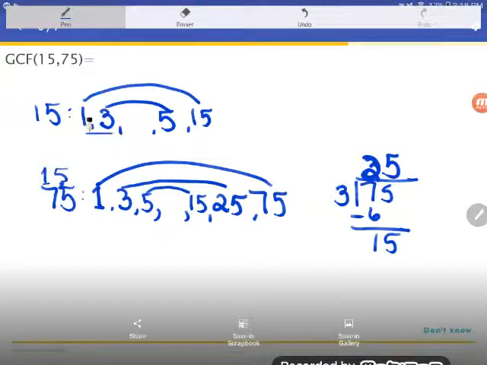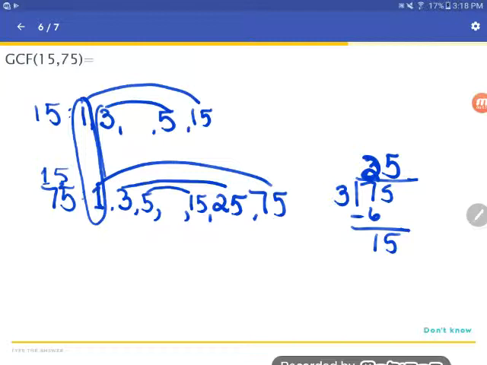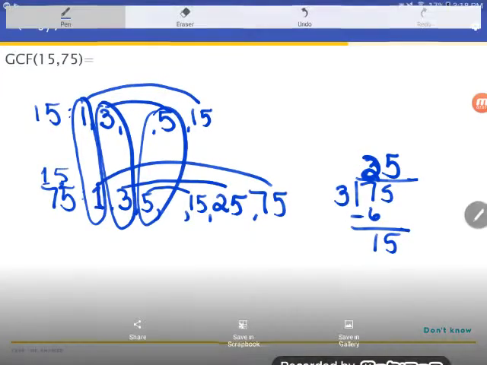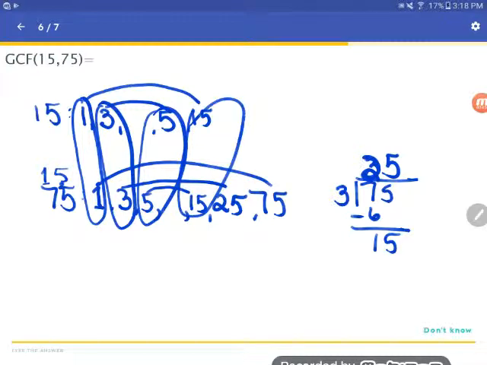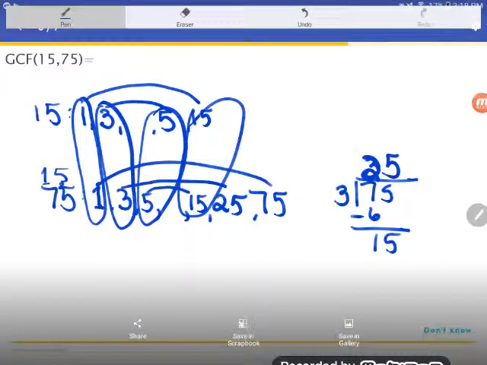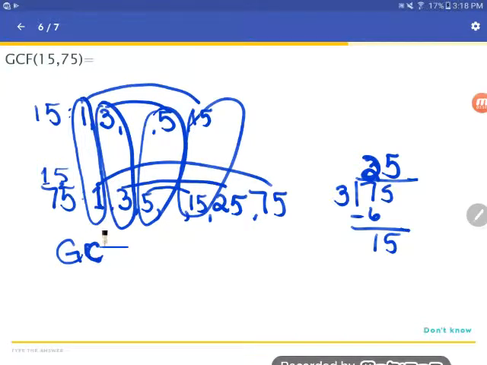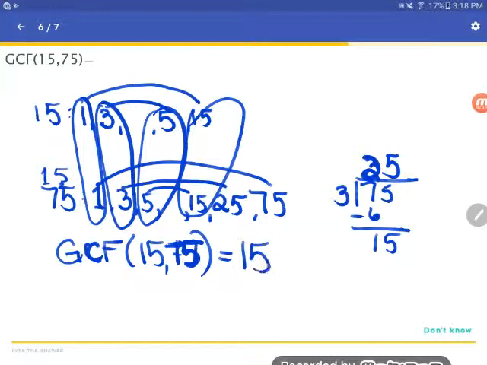Once again, you can see they have many in common. 1. They have a common factor of 3. They have a common factor of 5. They have a common factor of 15, but I want the greatest common factor, the largest one they have in common. Of course, that would be 15. So the GCF of 15 and 75 is, whoa, 15.